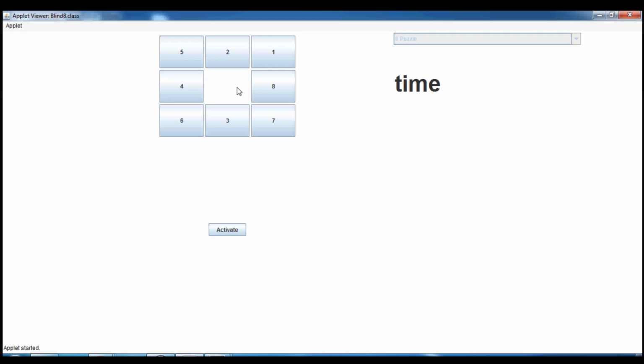Now we'll perform algorithm Y inverse. For Y, we perform DR dash. So Y inverse will be DR.